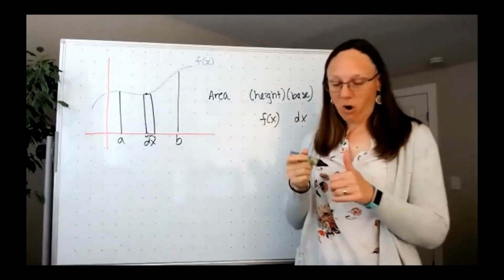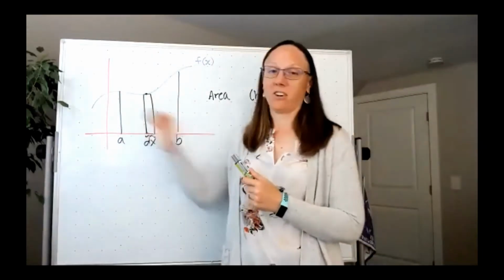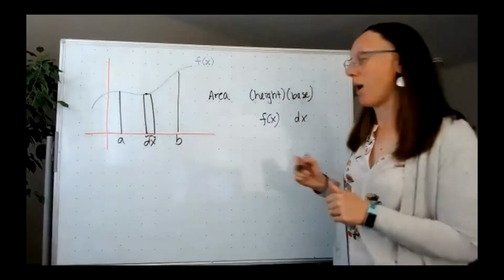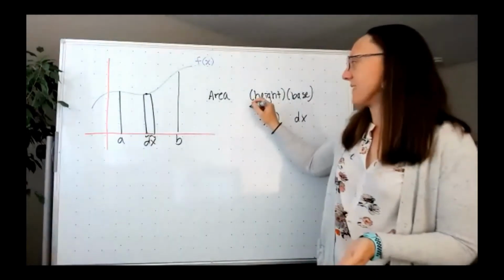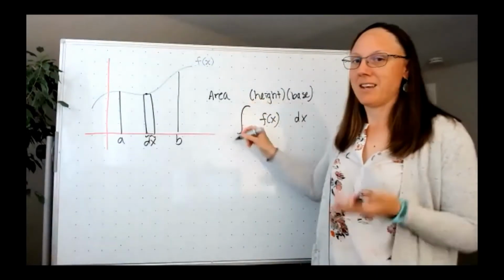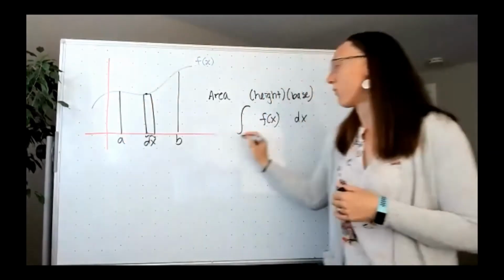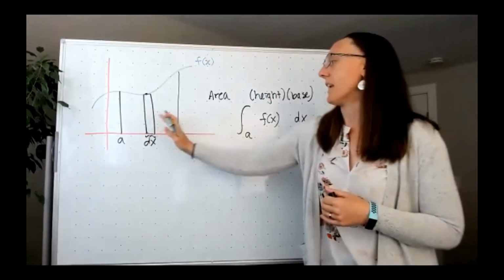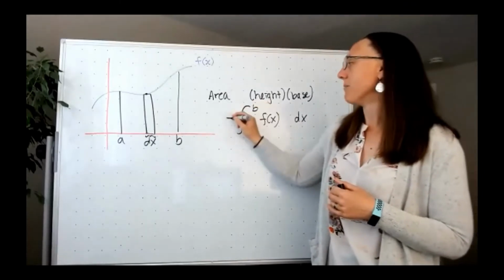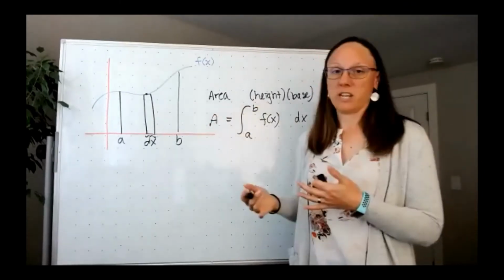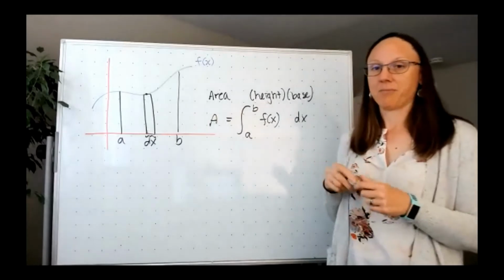And then we add up all of the little rectangles that are in here. And an addition problem is a sum, and sum starts with s. And then we denote the fact that we're taking all of those little rectangles as far to the left as A and as far to the right as B. And that's how we write the notation for finding this area.